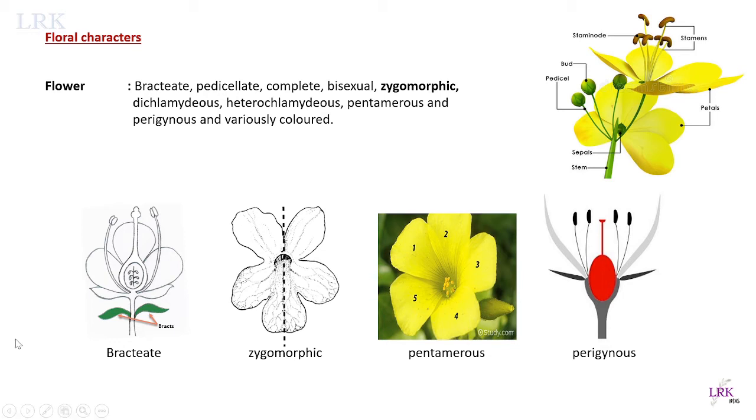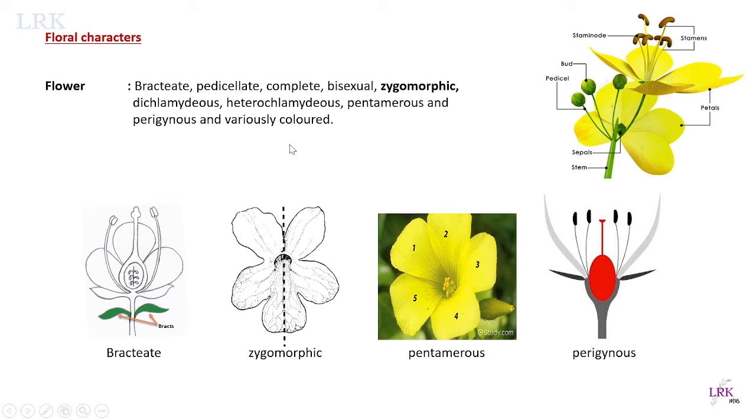So here these are heterochlamydous, diclamydous, and the floral parts are five or multiples of five, so they are called pentamerous. See, five petals, five sepals. Five or multiples of five number of stamens are seen. Such a condition is known as pentamerous condition.